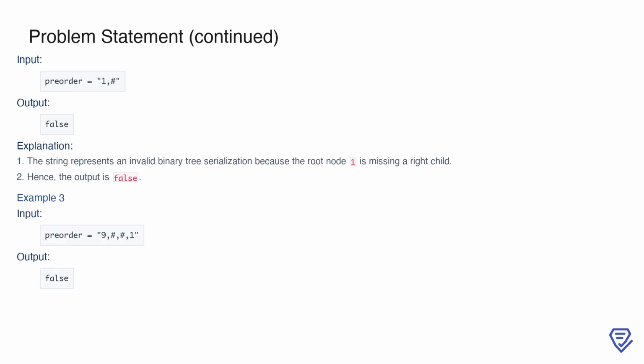Now consider a different example where the input is preorder equals 1,#. In this case, the output is false. Here's the explanation. The string implies that the root node is 1 and is followed by a single null pointer hashtag. However, a valid binary tree requires every node to have either 0 or 2 children. Here, the root node is missing its right child entirely, making the serialization invalid. As a result, the output is false.